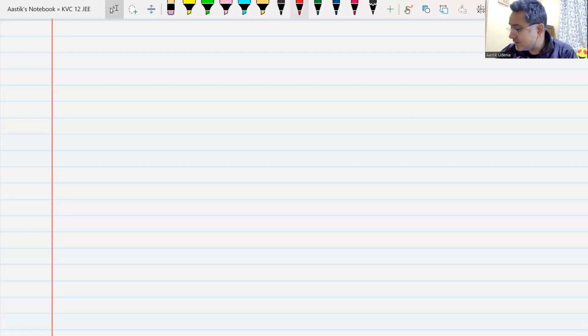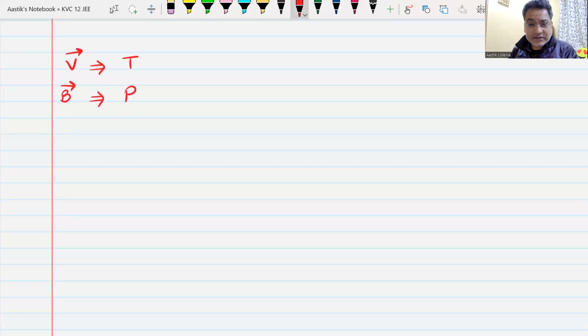You can write it like this. Your first vector is V vector. Your thumb should go in the direction of V vector. Your second vector is B vector. Your palm should go in the direction of B vector. When you curl your fingers, your force will come in the direction of your fingers.